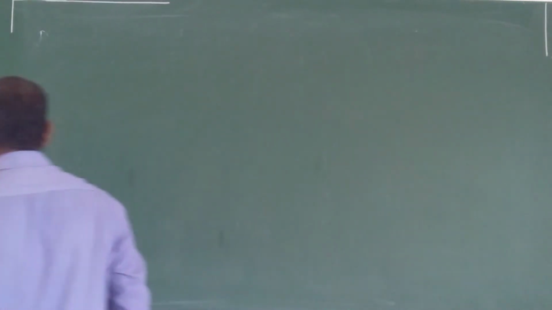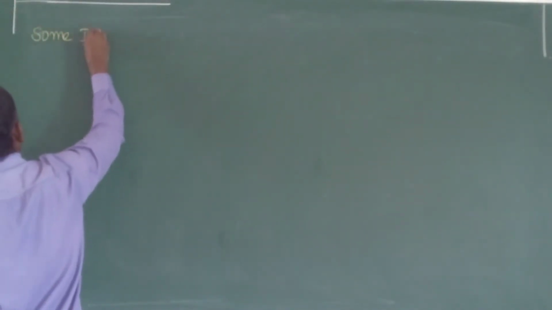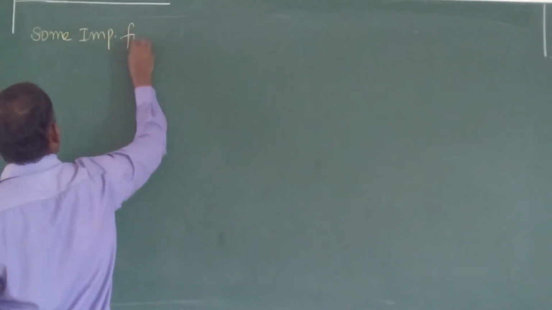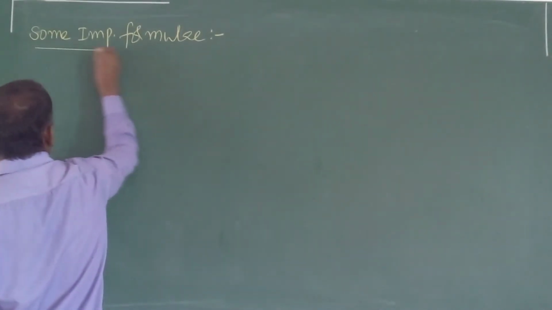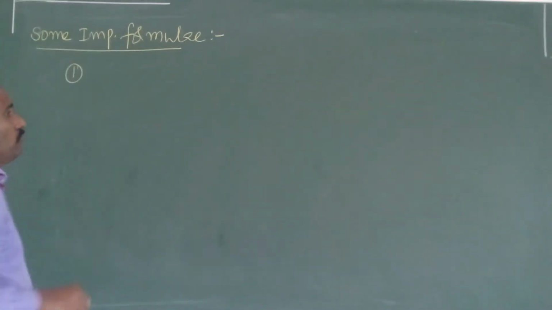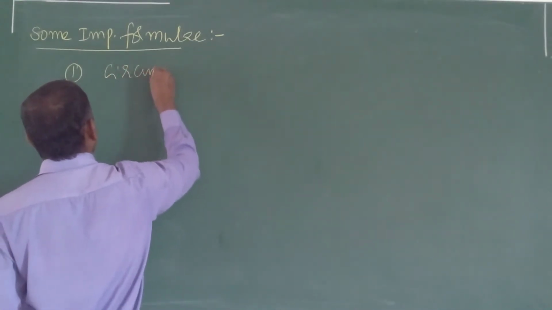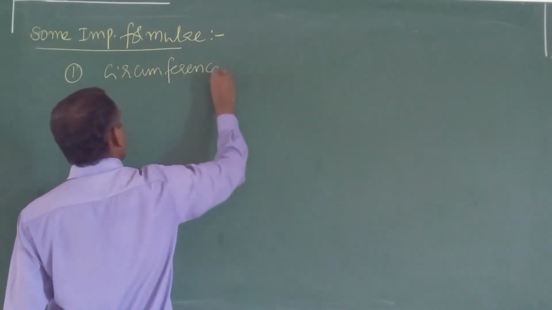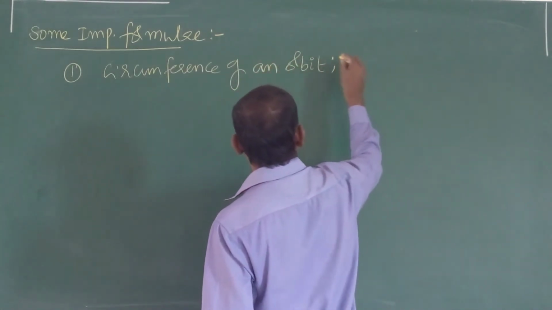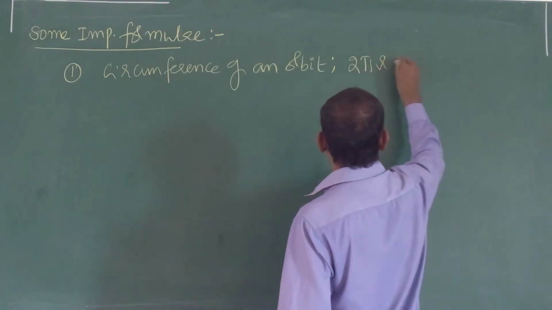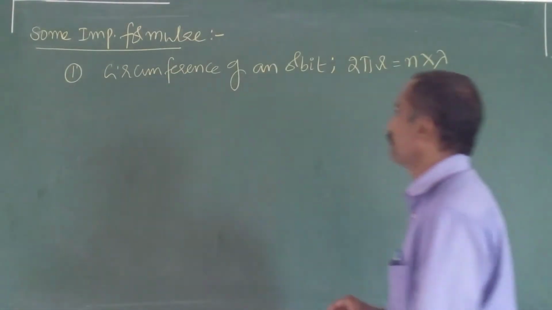Next, some important formulae to be remembered. First, the basic formula we just taught: circumference of an orbit. The circumference formula is 2 pi r. Circumference of an orbit is an integral multiple of wavelength lambda.